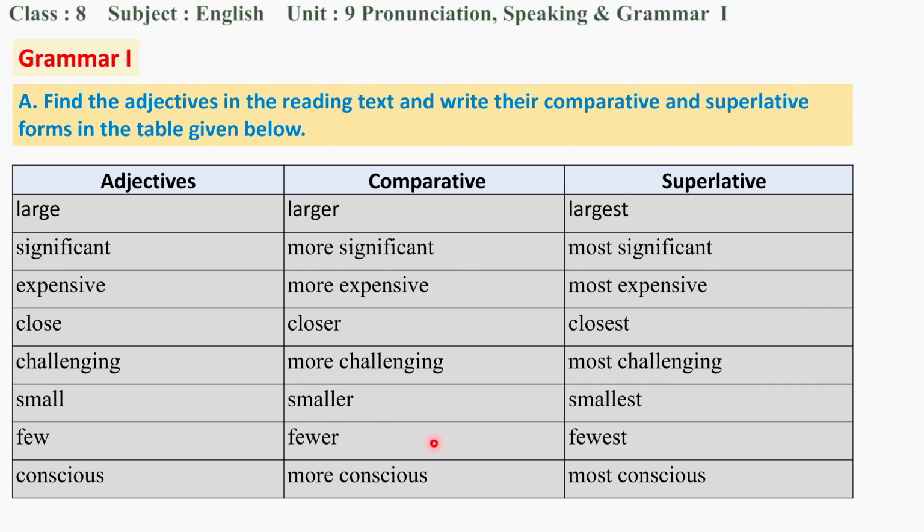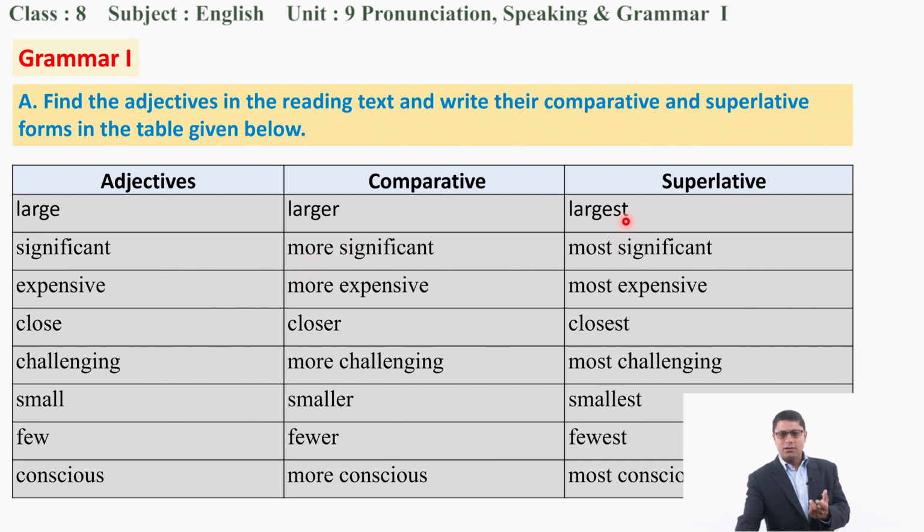Now, I have a question here. You see here, while changing the adjectives into comparative and superlative forms, somewhere we have just written larger in comparative, somewhere we have added more. In the same way in superlative also, somewhere we have written largest, just adding est, and somewhere we have added most. Why? Why have we added er and more in comparative, and est and most in superlative forms? Can you say? Do you have any idea?